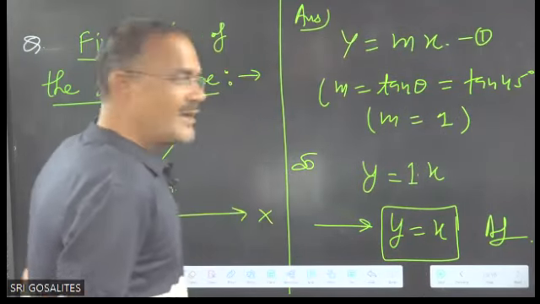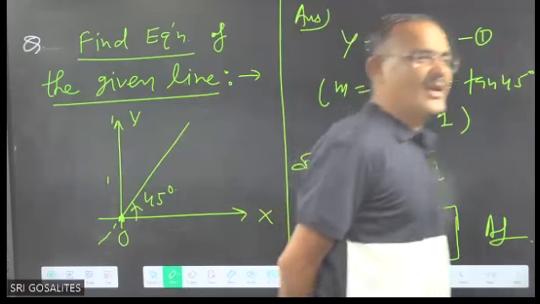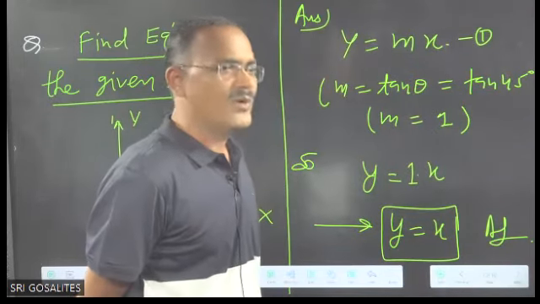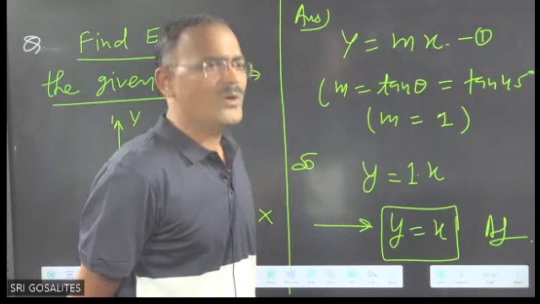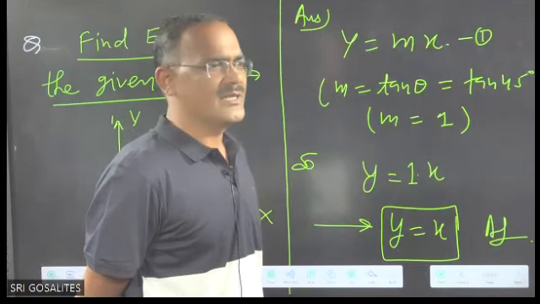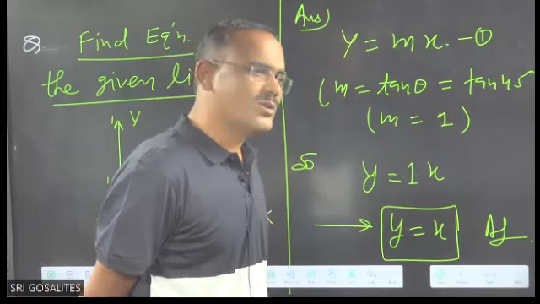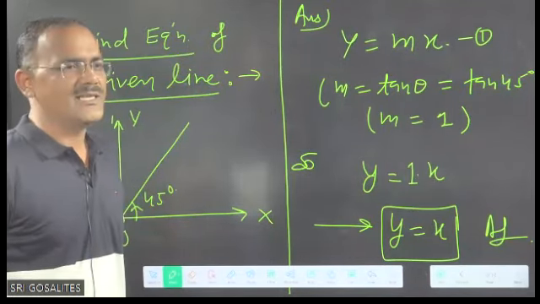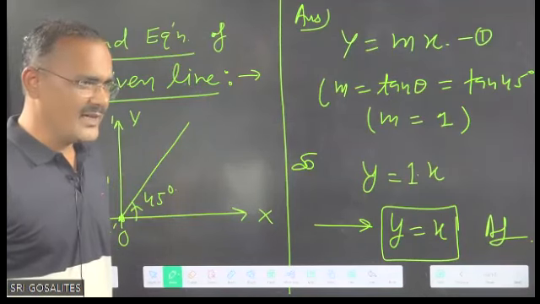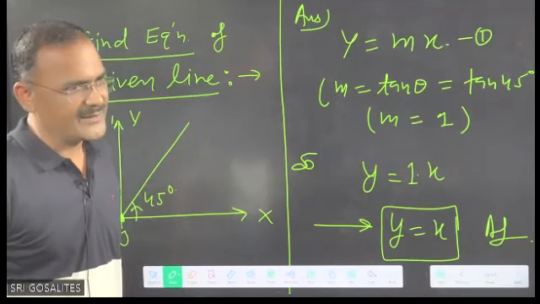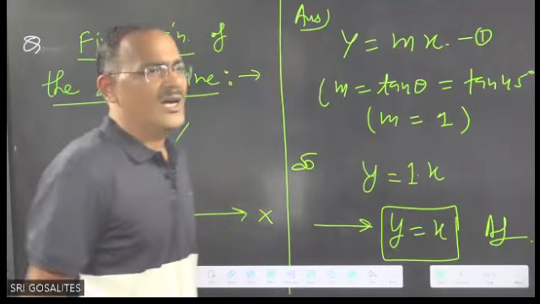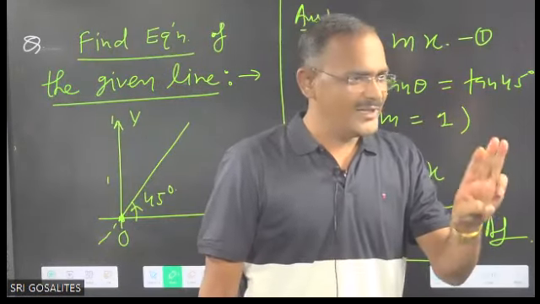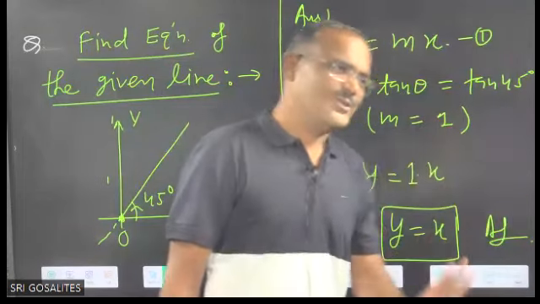So simple. Again, I am repeating, bacho. Any line which is passing through the origin, its equation is y equal to mx. What is the m? M is the slope. What is the slope? Tan theta. What is the theta? Theta is the angle made by the line with the x-axis. Okay. So now I will give you 2 questions and 3 minutes. All of you will do together.